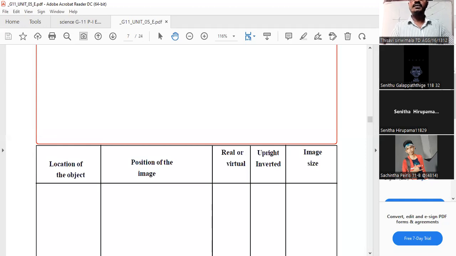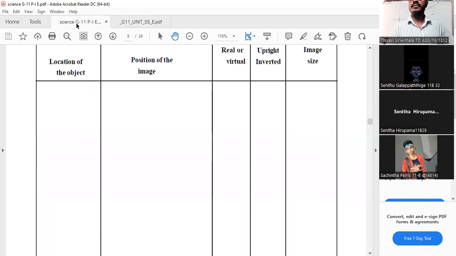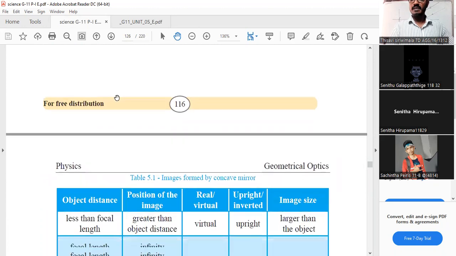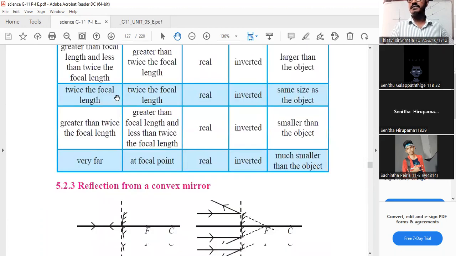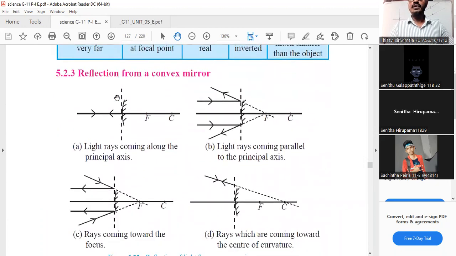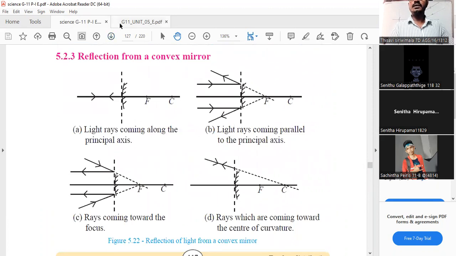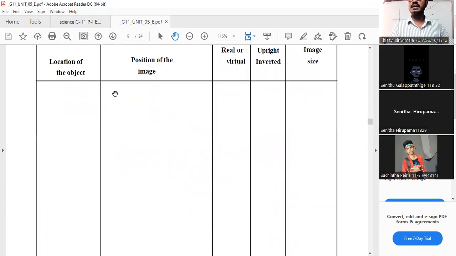Right. So at the summary, there's another table-like thing. If you have some free time, you can fill it, right? So now we go for the convex mirrors, the other type of mirrors.